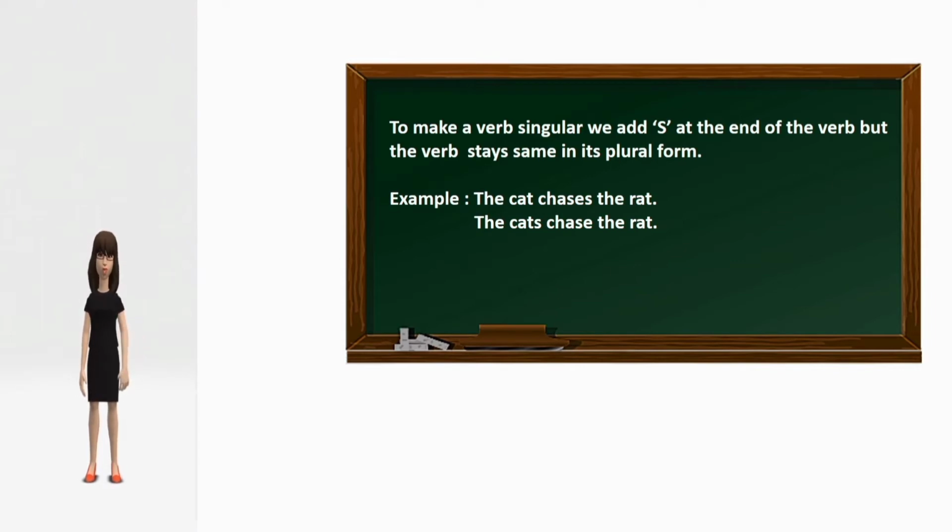The cat chases the rat. In this sentence, cat is a singular noun, and to make the verb singular, we have added s at the end of the verb chase. Let's see another example. The cats chase the rat. In this sentence, cats is a plural noun, and we have used the plural verb, which is chase. As you all know, the verb stays the same in its plural form, so there is no modification in the verb chase. It remains as it is.